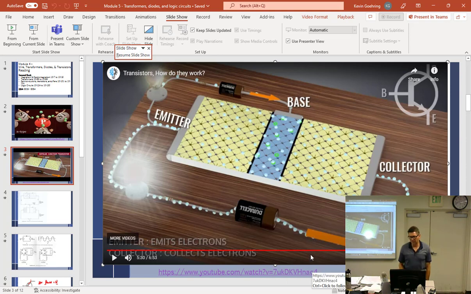So, I was just thinking about this as we were watching. Like, oh yeah, I gotta remember this. So we have the base, the collector, the emitter. But notice which way they have it shown.